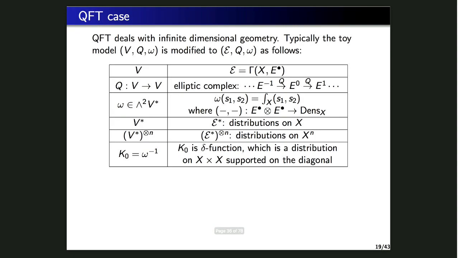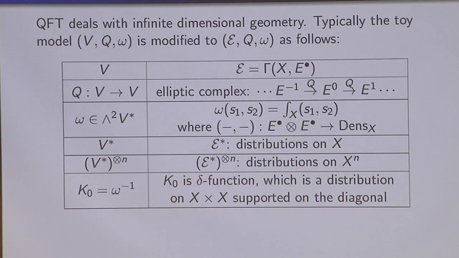Now let's come back to real life. We were discussing some toy models, but to apply to geometric situations, in particular some differential geometric models, the quantum field theory actually describes infinite dimensional geometry. And this toy model, this triple V, Q, omega, is going to be modified to the triple as follows. So this is the real life case. This vector space is going to be replaced by this E, which is given by all possible smooth sections of some graded vector bundles on a manifold. So this is a very big space, infinite dimensional.